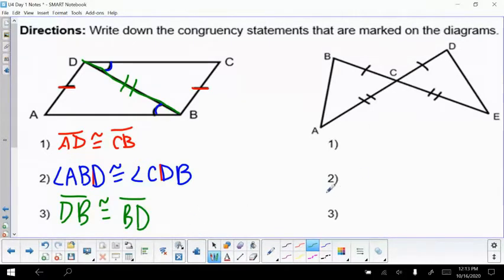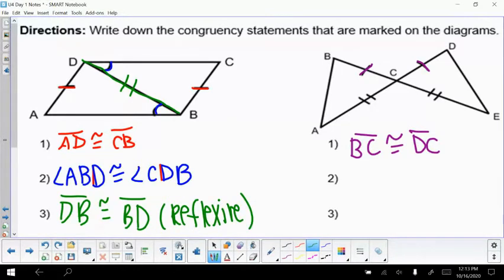Then for this next one, we can start with this congruent marking, the 1, and you would say BC is congruent to DC, and that was given to us. Something to note from here, the reason for this green one was because of the reflexive property. These 2 are given to us in the diagram: BC congruent to DC, that was given to us in the diagram.